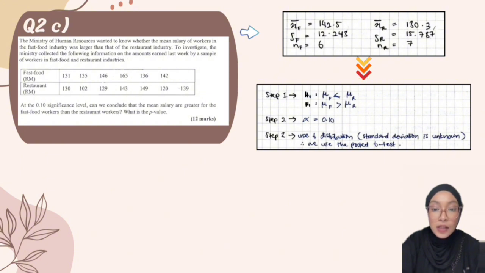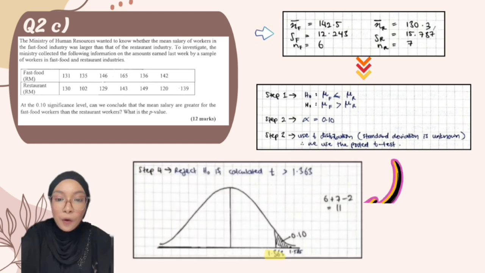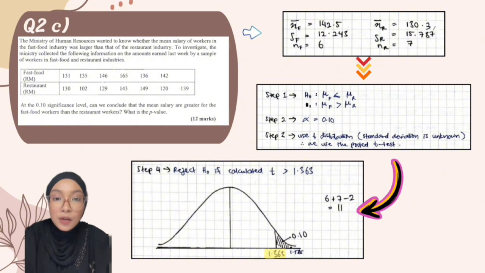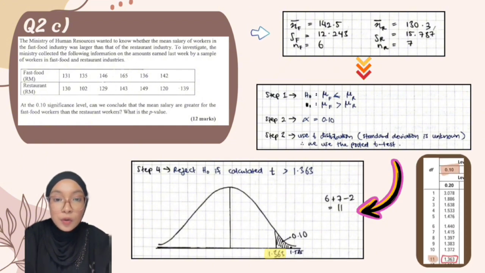For step 2, the significance level is 0.10 as stated in the problem. For the next step, we have to use the t distribution because the standard deviation is unknown. Step 4, we have to reject H null if calculated t is greater than 1.363. To get 1.363, we have to look at the t table.